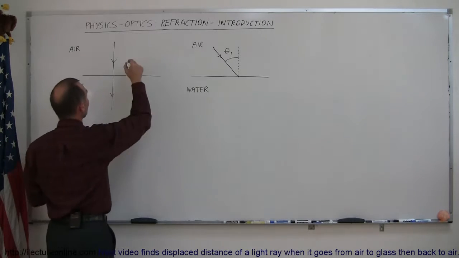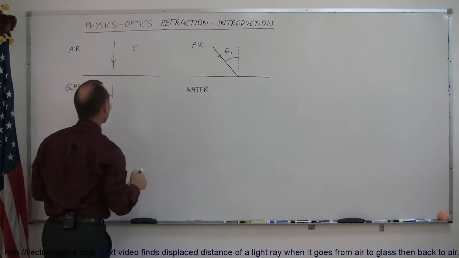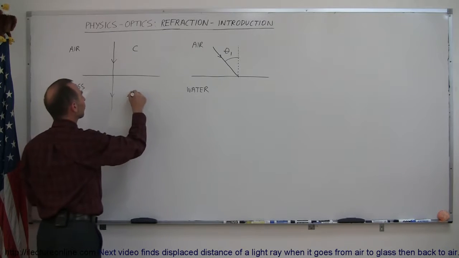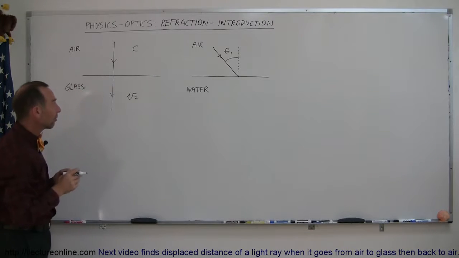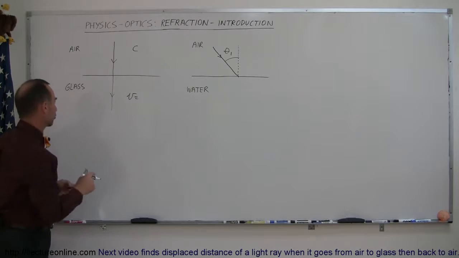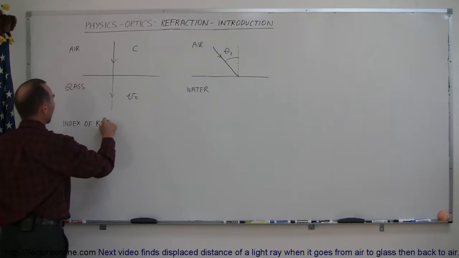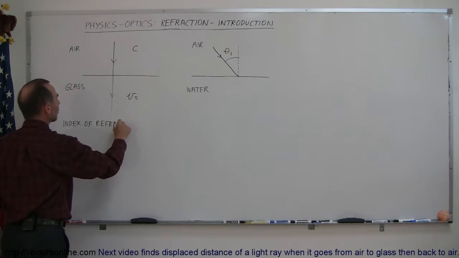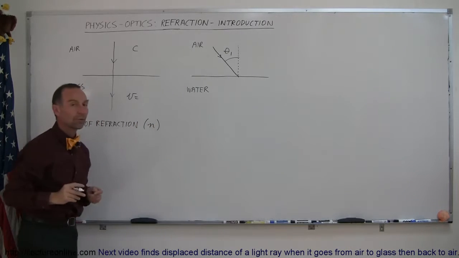So if we know that the speed of light right here is equal to c when light is traveling in the air, what is the speed of light equal to once it traverses into glass? Well, that depends on something called the index of refraction. So let's write that down, index of refraction. And to indicate what that is, we use the letter small n.